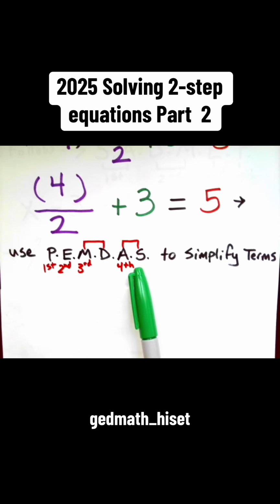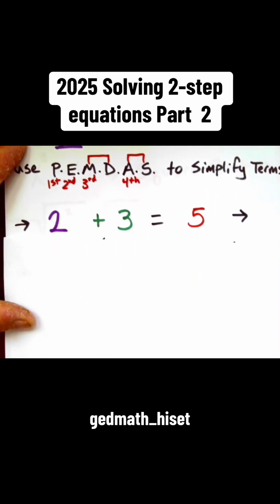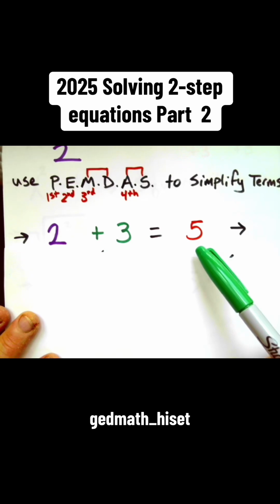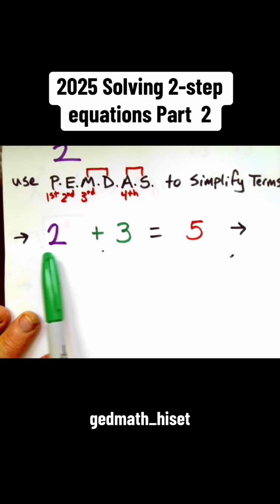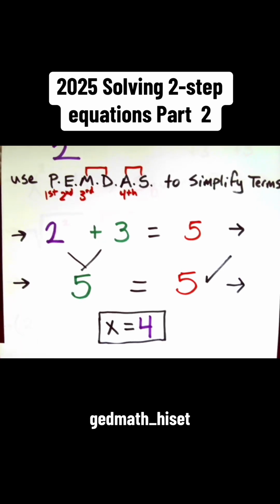And then after that, I can add or subtract in order to simplify the terms. And so you see 4 divided by 2 is 2. I'm going to rewrite everything else, the plus 3 that equals 5. Now I'm going to simplify further. I can add, which is the last step in the order of operations. 2 plus 3 is 5. Does 5 equal 5? Is that a true statement? Then yes, absolutely, x has got to equal 4.